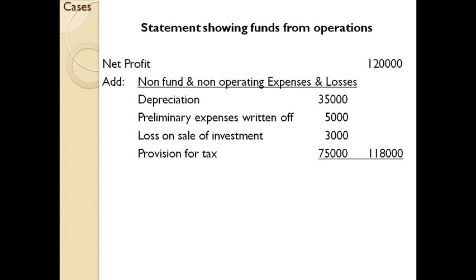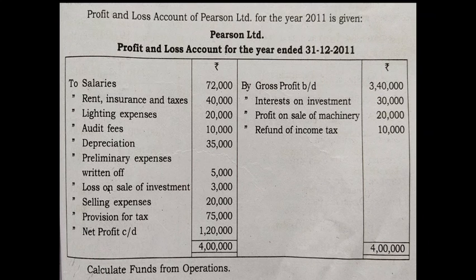Next item, provision for tax. If you go to the question, you can see that the next item after loss on sale of investment is selling expenses. Selling expenses is an operating expense, so you need to take it in the fund from operation statement. Next is provision for tax, that is 75,000. We all know it's a non-operating expense and a non-operating item. We learned that while dealing with provision for tax, you need to prepare an account. Why are we not preparing an account here? As I have told earlier regarding the preliminary expenses written off case, here a profit and loss account is given.